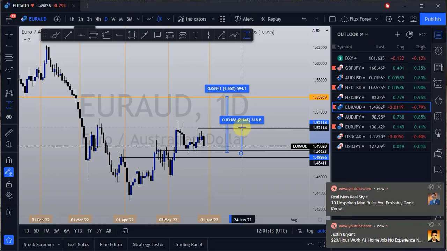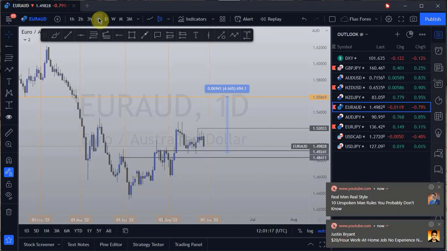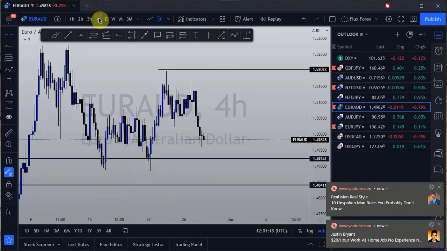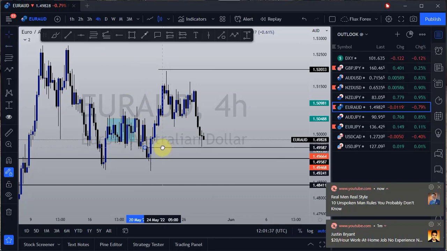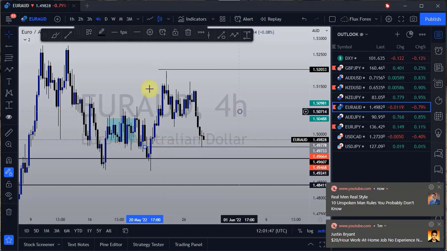So that is that for Euro AUD. I expect to see price retrace a little bit to the zone, and then we see a push to the upside. Basically, this is where I want to see price retrace to, somewhere around this zone.